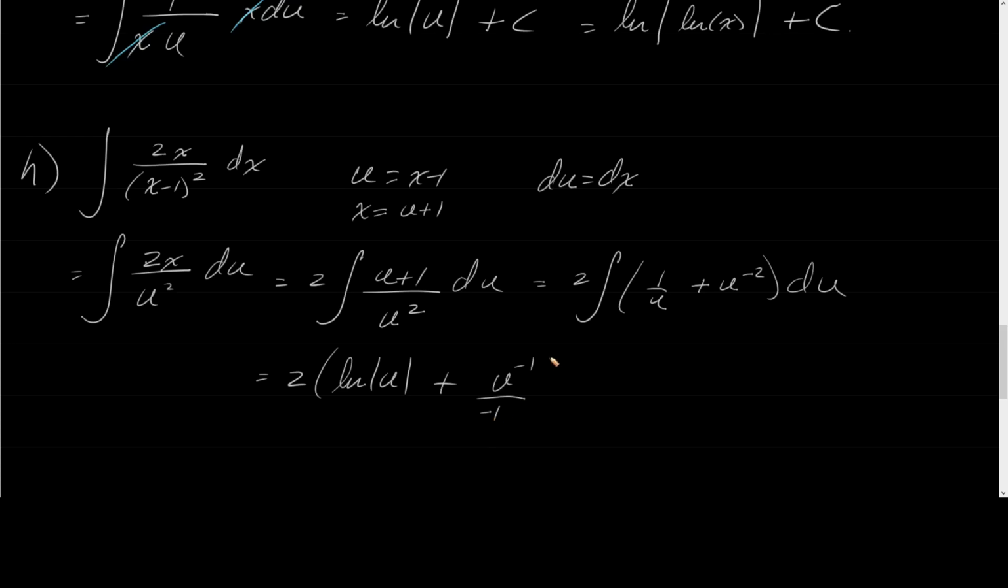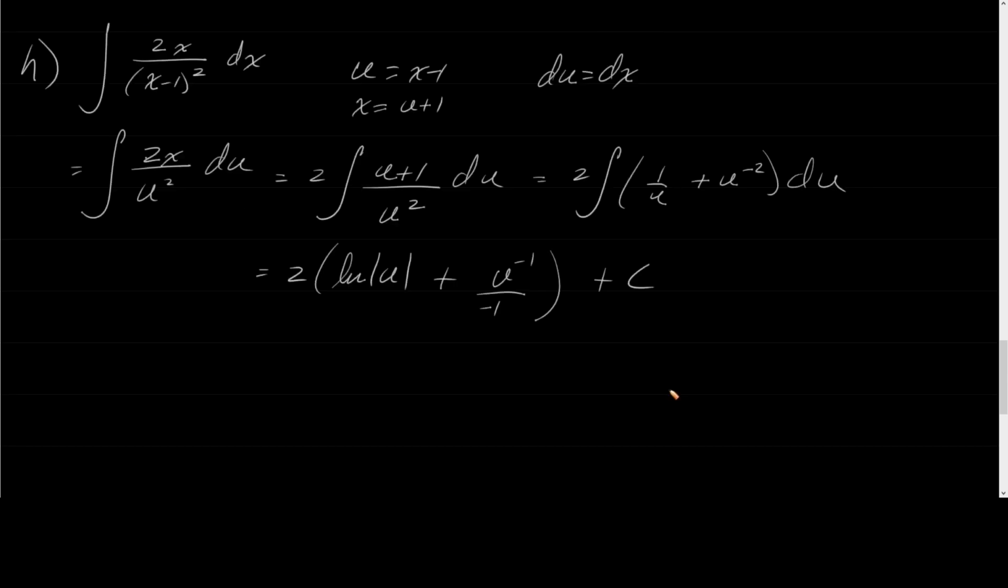Add 1 to the exponent, divide by the new exponent, plus c. But the problem was not about u. So what we have to say here is this becomes 2 times ln of the absolute value of, well, what was our u? Our u was x minus 1. So x minus 1. I'm going to make this a minus 1 over, right, instead of u to the negative 1, I'm looking at it as being on the bottom, and this negative 1 makes that plus into a minus. So I have a u on the bottom, and u was x minus 1. And then we have that plus c.